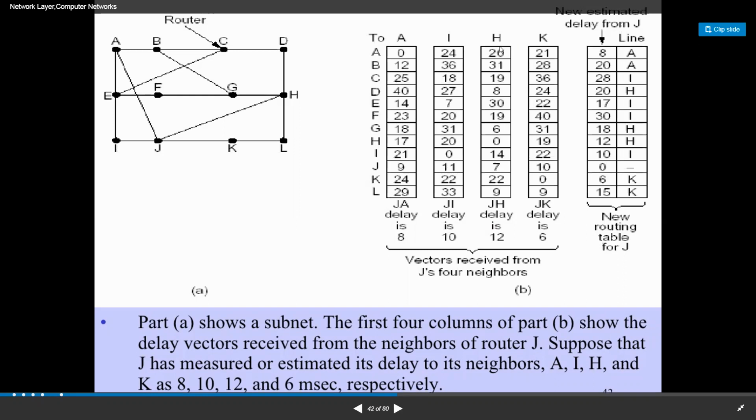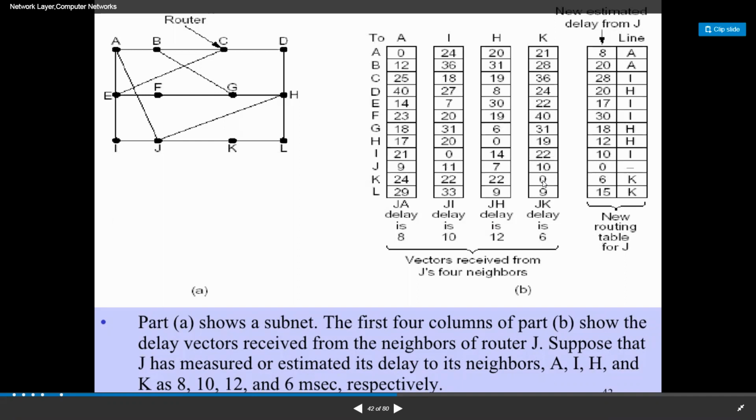And in this routing table, H to H is 0. The rest of the values we have taken our own. In this routing table, K to K is 0. The rest of the values we have taken our own.